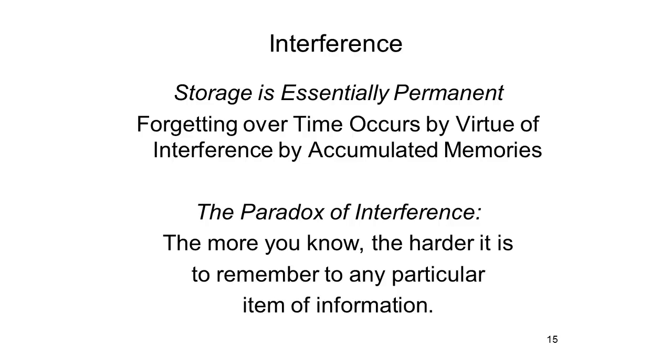This leads to what is now known as the paradox of interference. It turns out that the more you know about a topic, the harder it is to retrieve any particular item of information about that topic. Although this may seem counterintuitive, it follows from the principle of interference and is convincingly demonstrated in studies that measure memory retrieval in terms of response latency rather than in accuracy of recall or recognition.